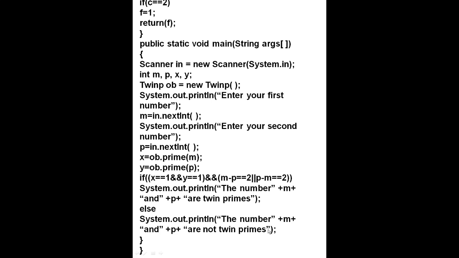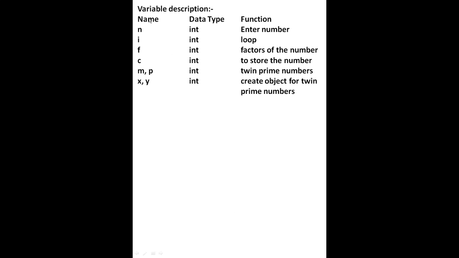Now we will write the variable description: n, int, enter number; i, int, loop; f, int, factor of the number; c, int, to store the number; m and p, int, twin prime numbers; x and y, int, create object for twin prime numbers. Hope you all understood.